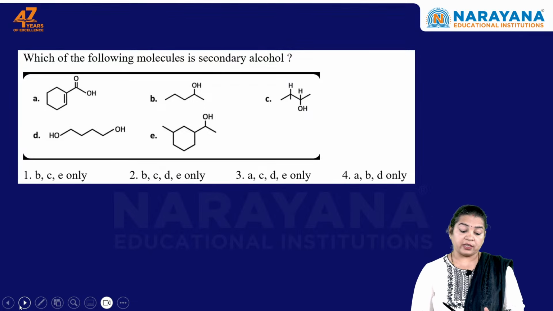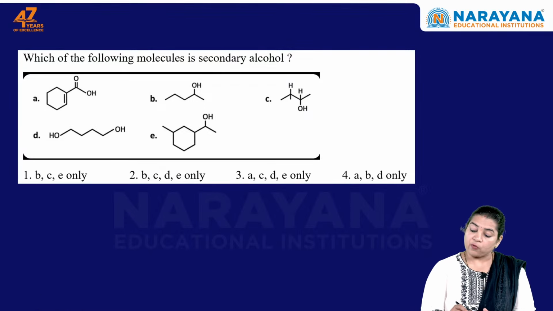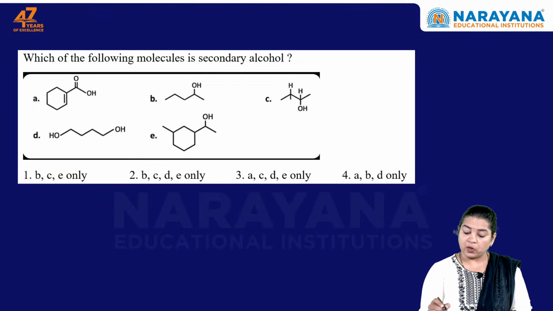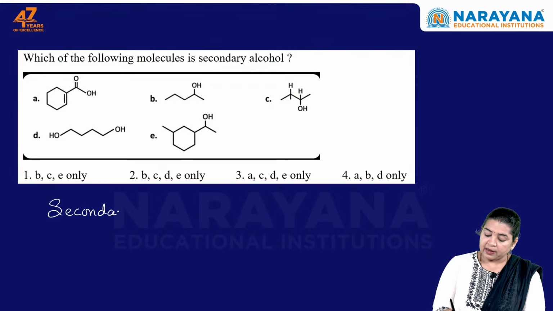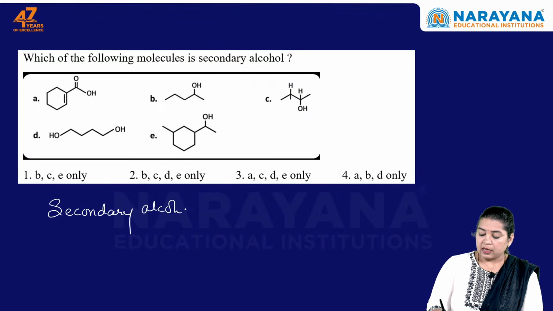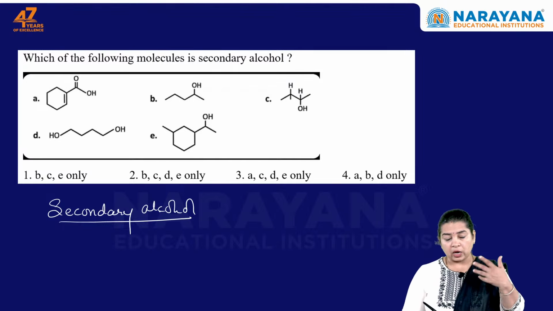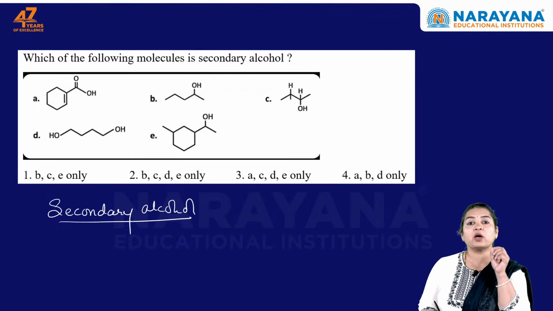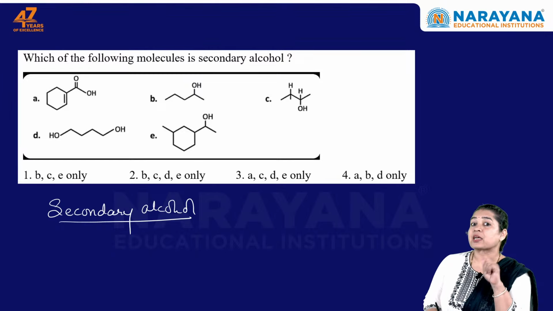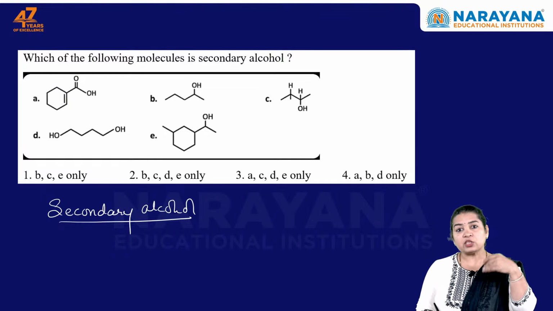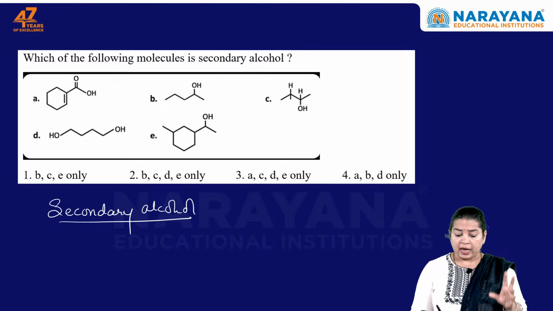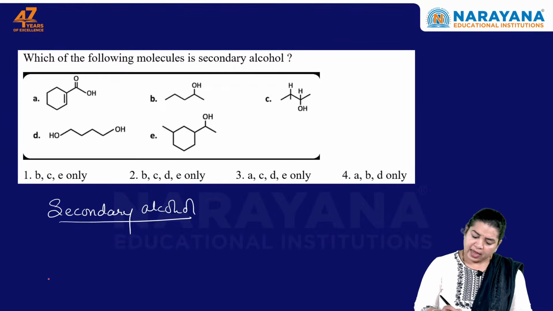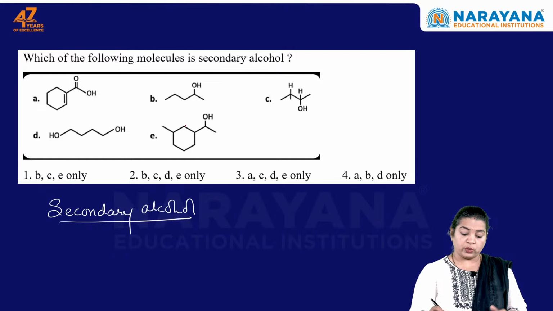The next question we got here for you from our students is from organic. Which of the following molecules is a secondary alcohol? Now the word secondary alcohol, how is it defined? Well, secondary alcohol means that the OH is connected to the carbon which is 2° in nature. It means it should be further connected to 2 more carbons, right? So if you know the definition, you can do it correctly.